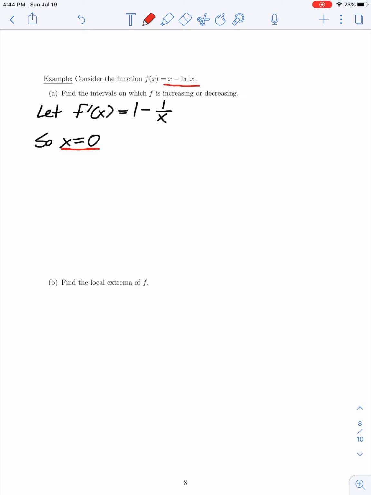However, if we look at the original function, x minus the natural log of x, well, the natural logarithm, or any logarithm, can only be defined for positive numbers. Therefore, we could not take x equal to 0. The natural log of 0 is undefined. So 0 is not a critical point here, or a critical value, because the original function is not defined at that value. However, we still want to consider if our function would change from increasing to decreasing at that point, since our function would be undefined there.